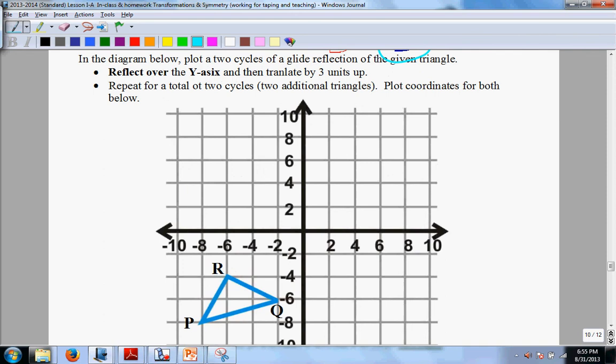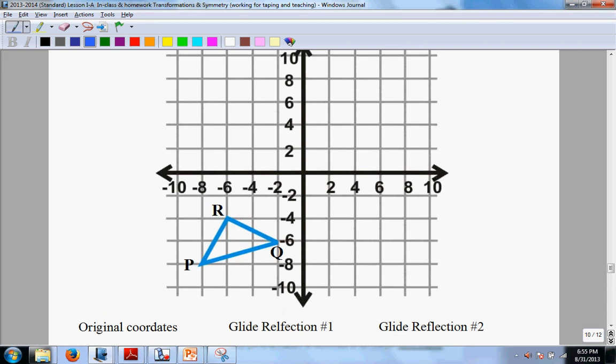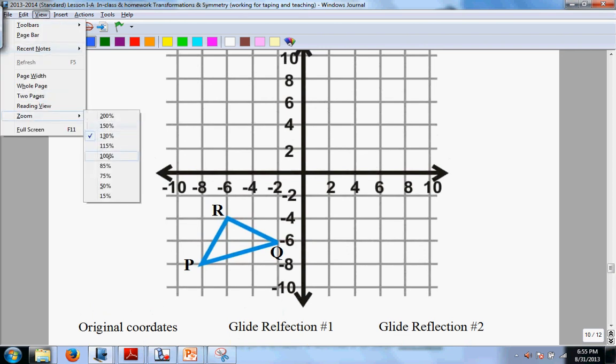So taking a look here, it says we're going to reflect each point over the y-axis. So we're going to reflect over the y-axis and then translate by 3 units up. Reflect over the y-axis and translate 3 units up.